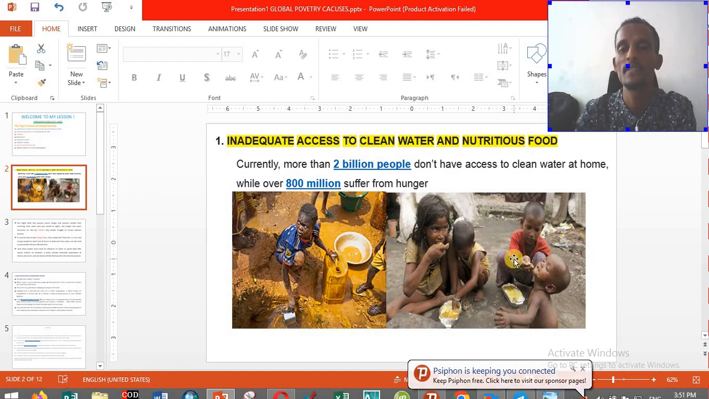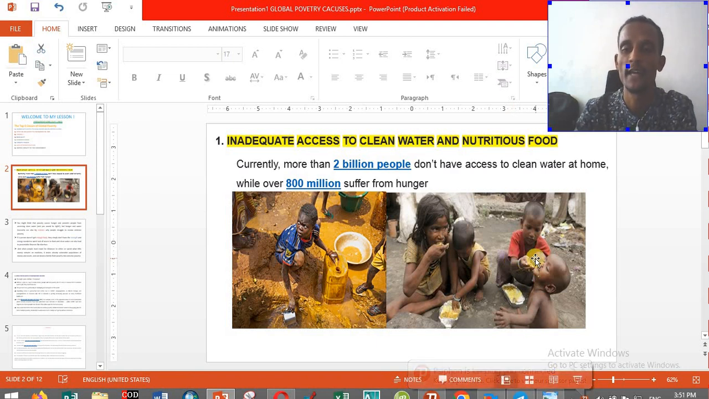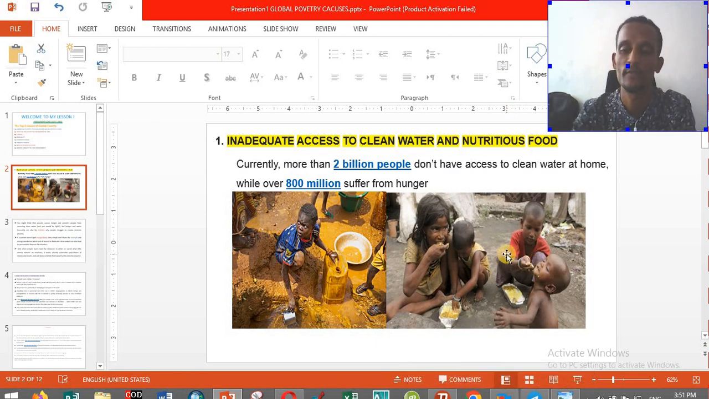The second one is lack of nutritious food. Look at this child, how hungry they are, how they suffer. That's why among these top 9 causes of global poverty, inadequate access to clean water and nutritious food comes first.